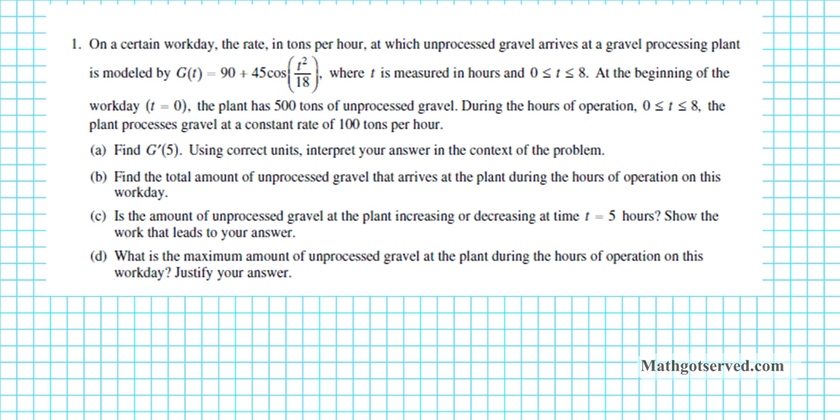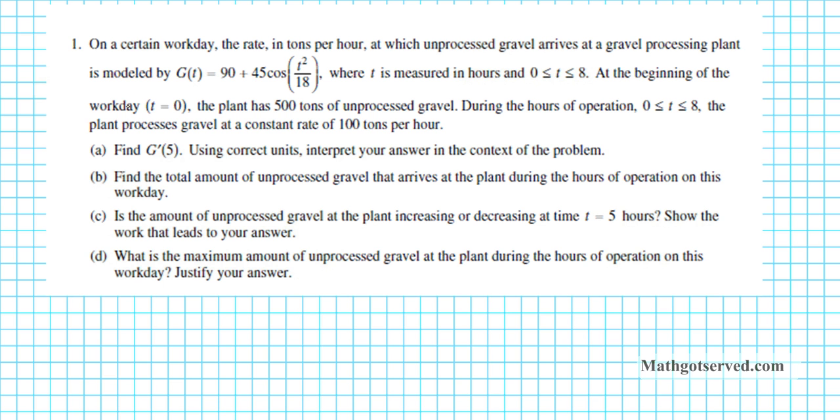All right, so number one says, on a certain workday, the rate in tons per hour at which unprocessed gravel arrives at a gravel processing plant is modeled by G of t equals 90 plus 45 cosine of t squared over 18, where t is measured in hours and t is between 0 and 8. Or t goes from 0 to 8.